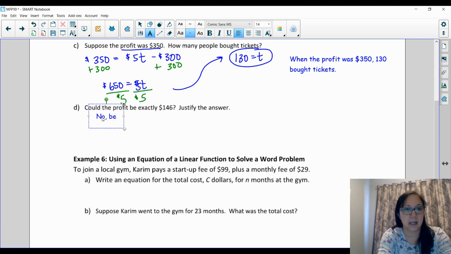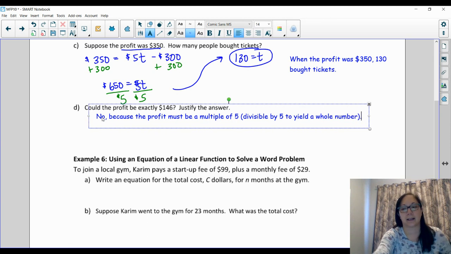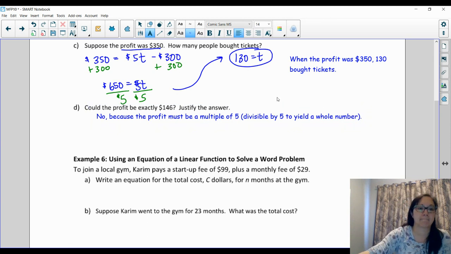But we have to give a reason. So when it says justify your answer, that means state a because. So it's no because then the profit must be a multiple of 5. In other words, it must be divisible by 5 to yield a whole number. We don't sell parts of tickets, we sell whole tickets.